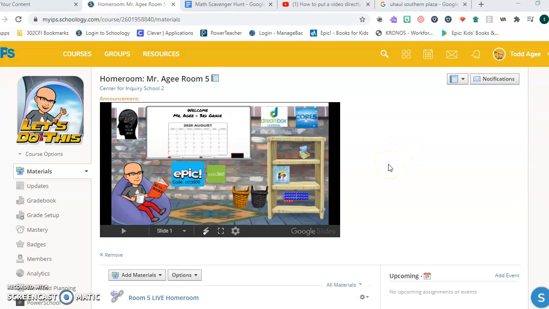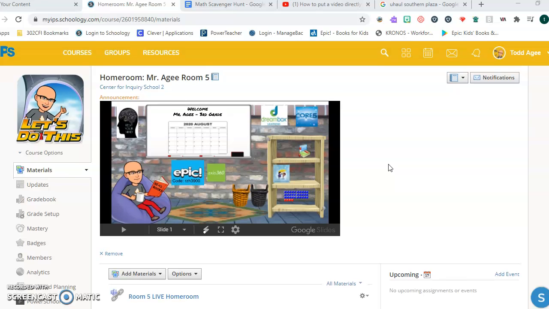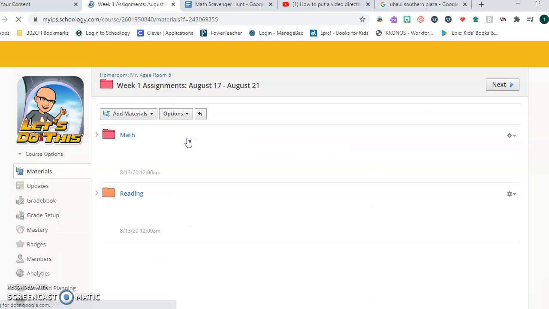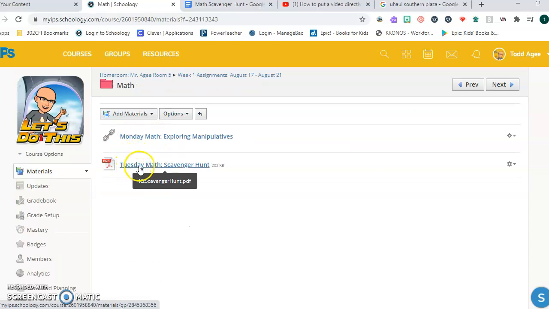We're starting on our trusty homeroom page in Schoology. We're going to scroll down just like yesterday to the week 1 assignments. In the math folder, you're going to see a link to the Tuesday Math Scavenger Hunt.